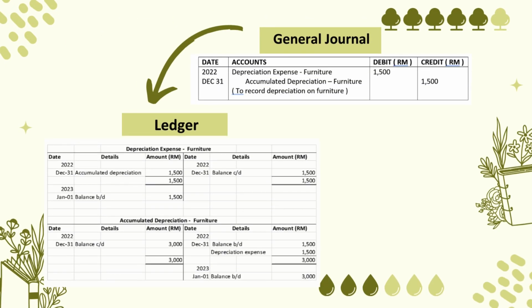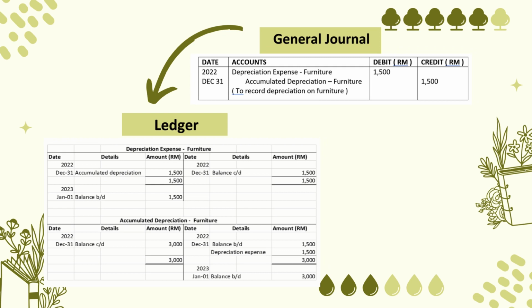Okay, next, as we have done the calculation part, which is we calculated the depreciation expenses, the second step we need to do is open the general journal and the ledger account. So in the general journal, we will debit the depreciation expense and credit the accumulated depreciation. Next, for the ledger, we will open two accounts, the first one is depreciation expenses and the second one is accumulated depreciation.